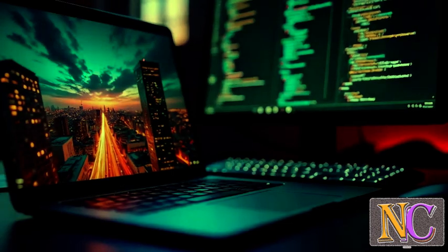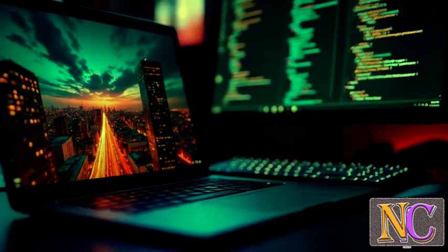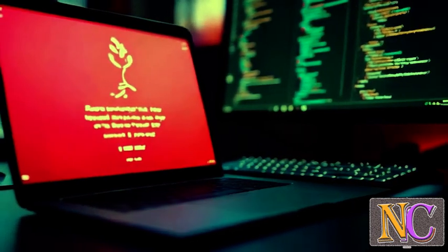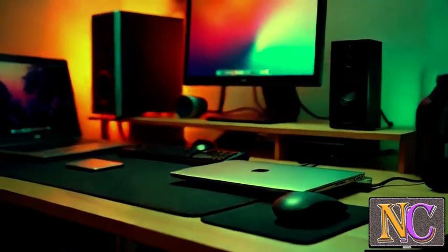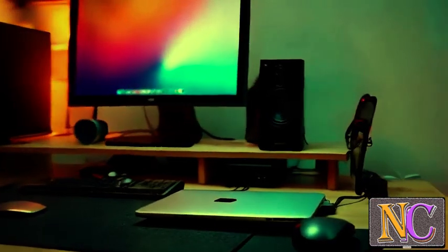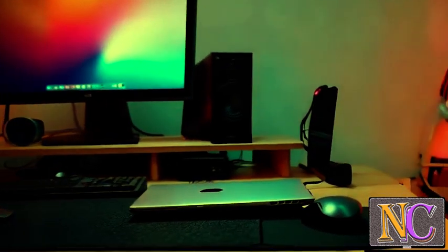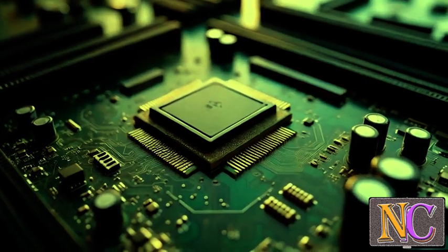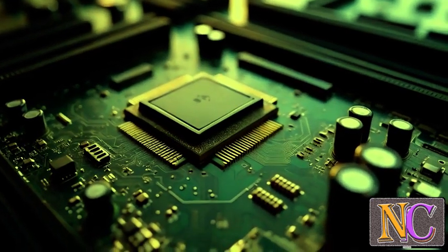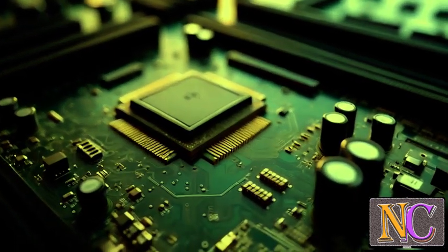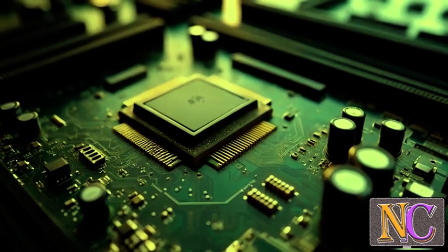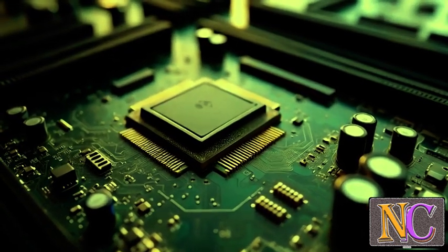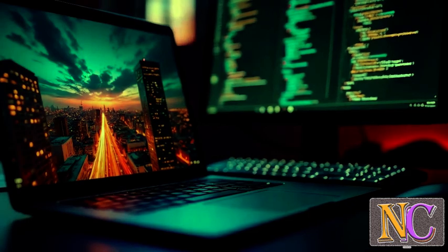The central processing unit, CPU. At the heart of every computer is the central processing unit, or CPU. Often referred to as the brain of the computer, the CPU is responsible for executing instructions from programs and performing calculations. What is a CPU?